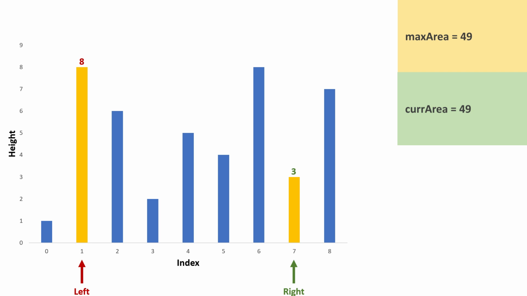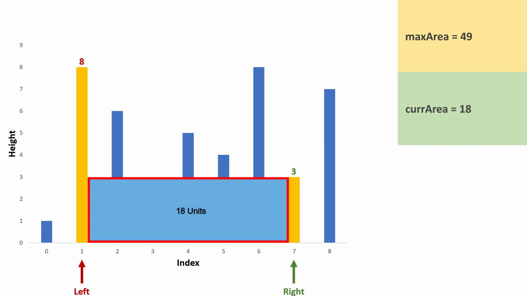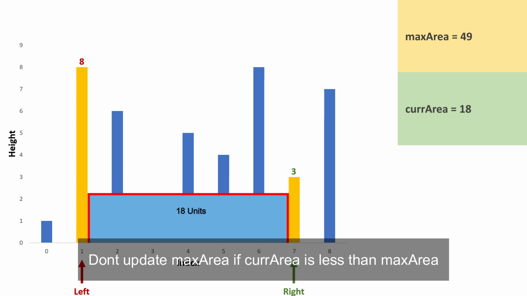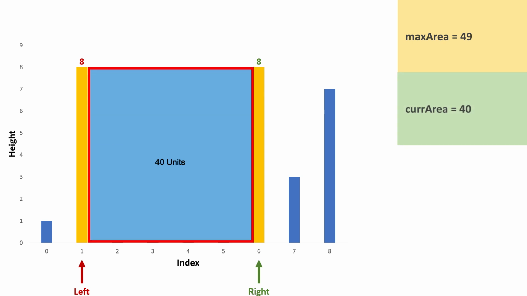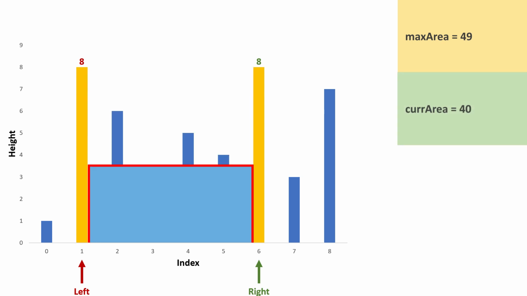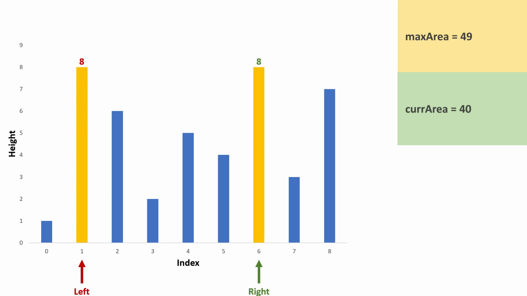Now current area is equal to 18, which is less than our max area, so we don't have to update the max area. Since height 3 is lesser than 8, we discard 3 and move our right pointer inwards again. Now current area is equal to 40 units, which is better than the previous current area that we got, but is still less than our max area, so we don't update max area.